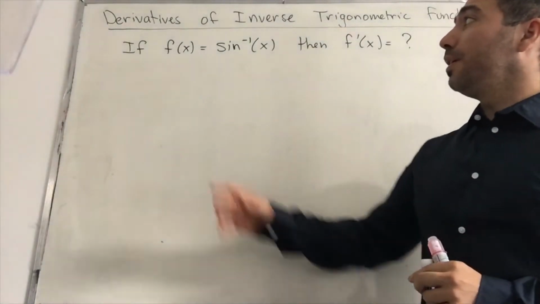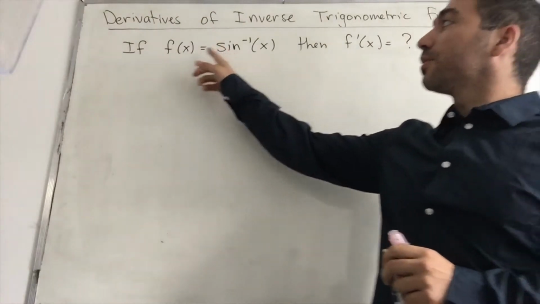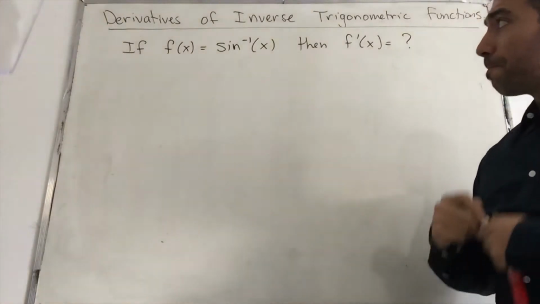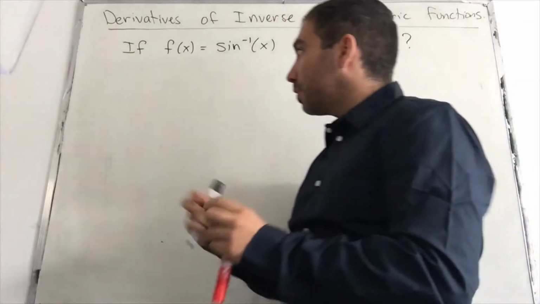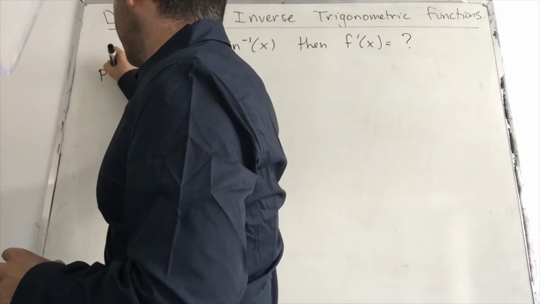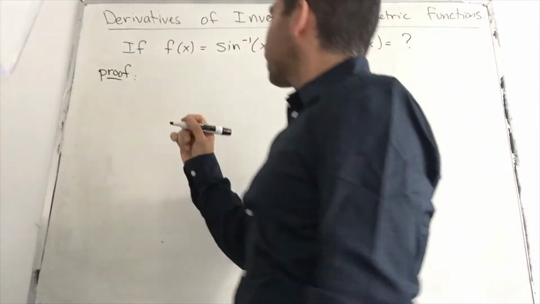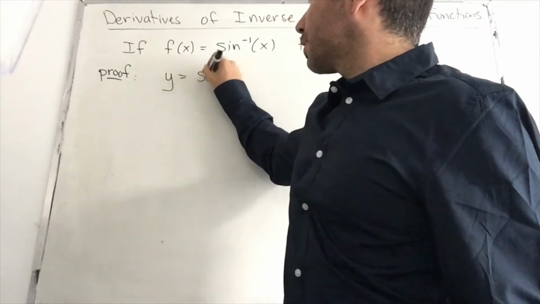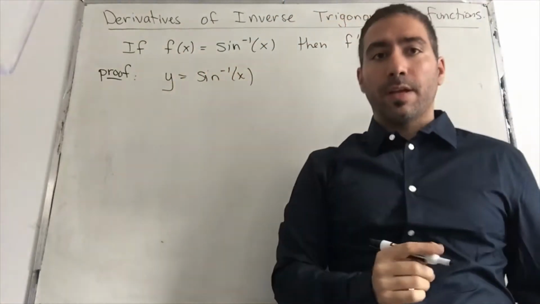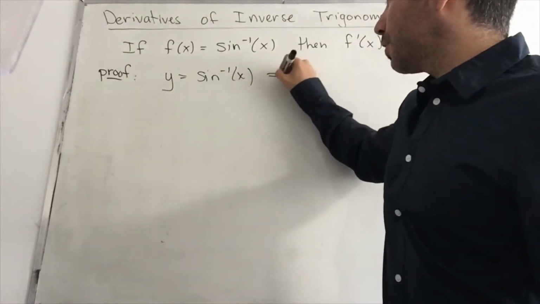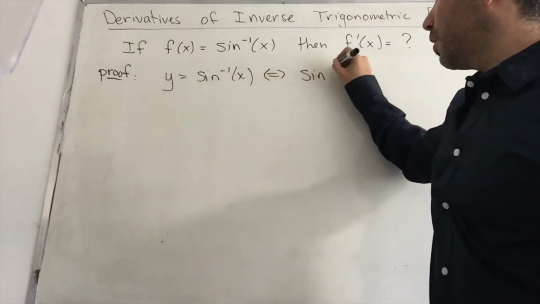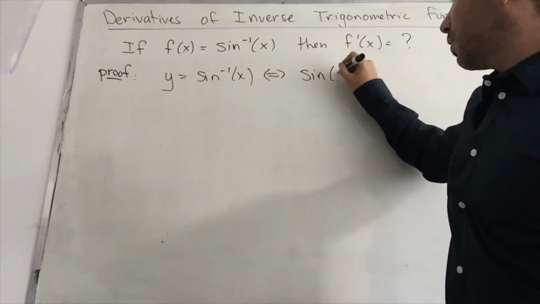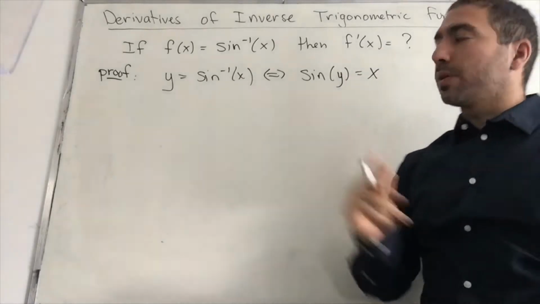Okay, so now we start with the derivative of arcsine of x. So if f of x equals arcsine of x, then what's its derivative? Let's go ahead and do it together. We'll prove it. Proof: think of f of x equals arcsine of x as y equals arcsine of x. And by definition we just saw that this is equivalent to saying sine of y is equal to x. So this is what we're going to use.